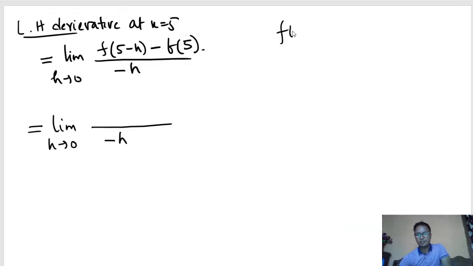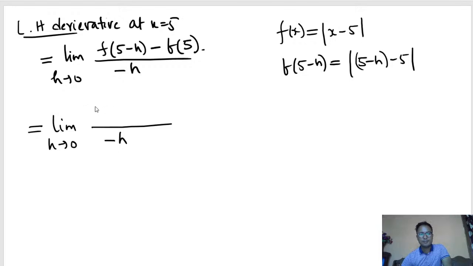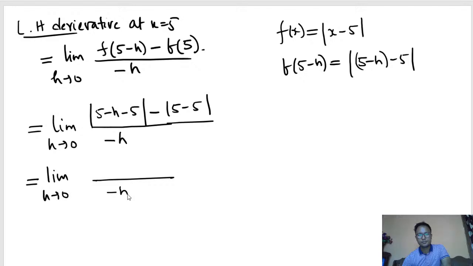The function f of x is modulus of x minus 5. F of 5 minus h, we need 5 minus h minus 5, and f of 5 is 5 minus 5. So minus of h is modulus of minus h. Now again, if you take the limit, modulus of minus h over minus h.